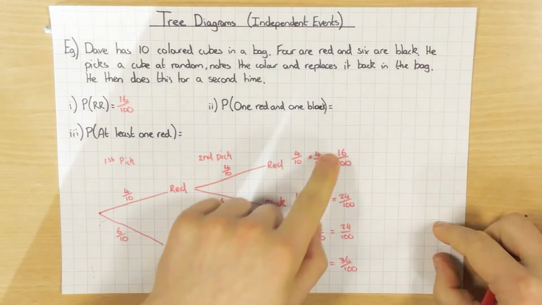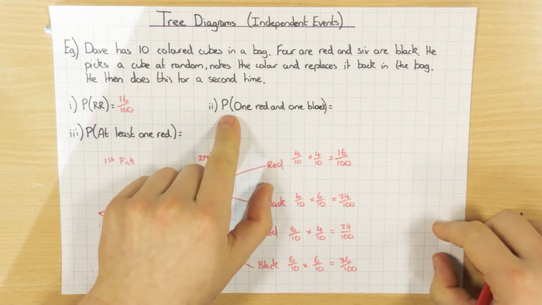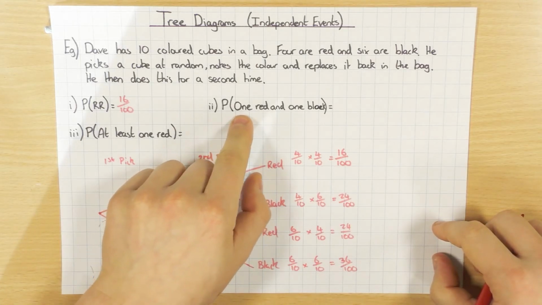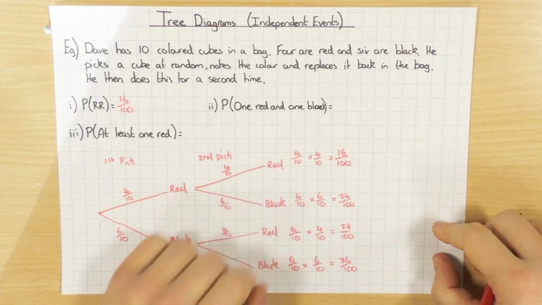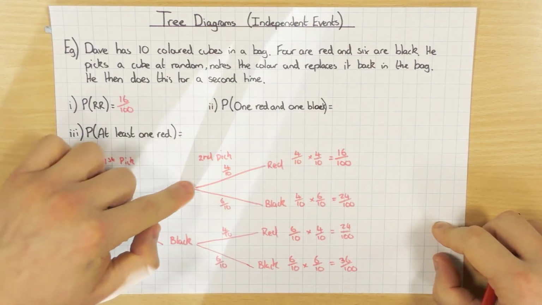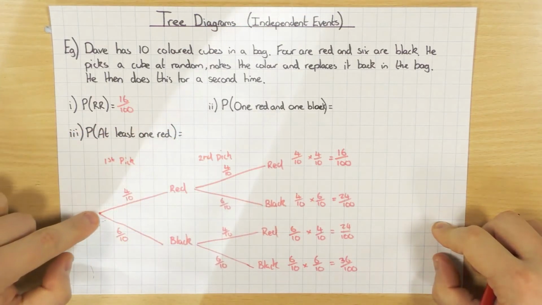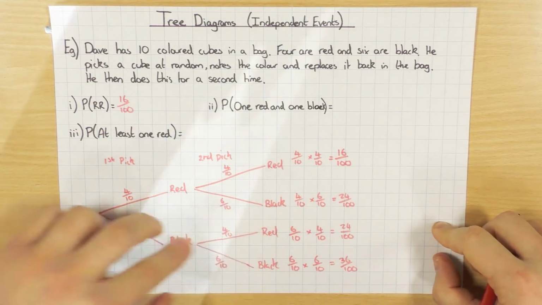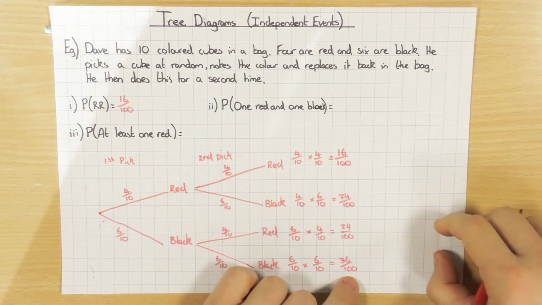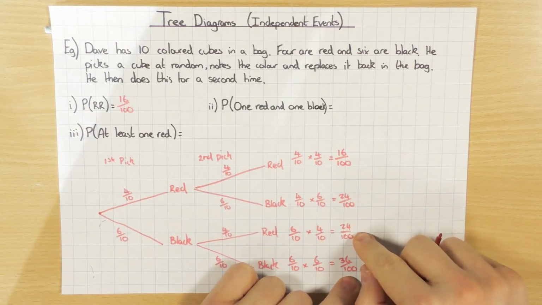So the reason why I don't simplify is this. If you wanted to work out the probability of getting 1 red and 1 black, I have 2 options. I can get red and black, or I could get black and then red. So there's 2 possibilities of what I can do. So I've got this probability and this probability.